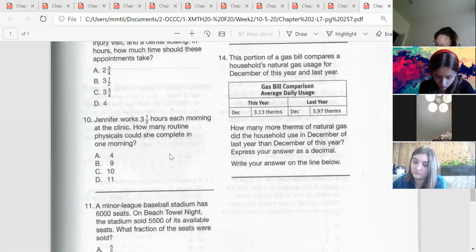So now we've got 3.5 hours, 1/3 of an hour. So how would we do that?